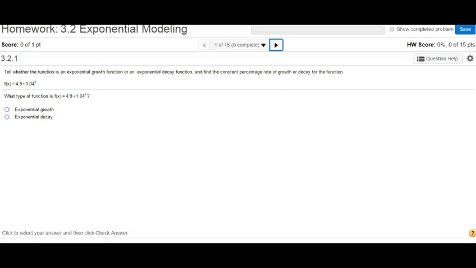So the beginning of the assignment will be pretty straightforward. You won't even need to use the graphing tools on this yet. They're actually just going to ask you, according to the definitions we've looked at, is it an exponential growth or decay function? To determine that, you need to look at what is being raised to the power.